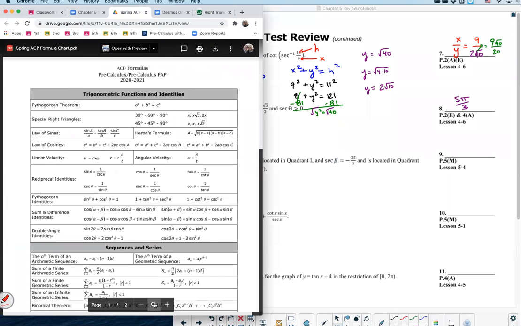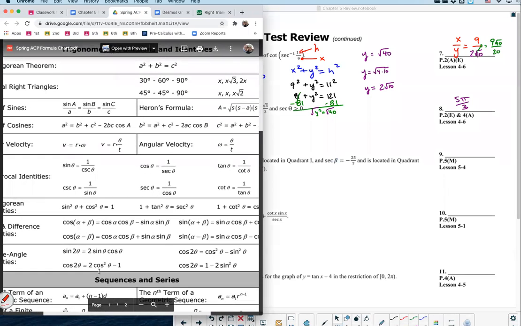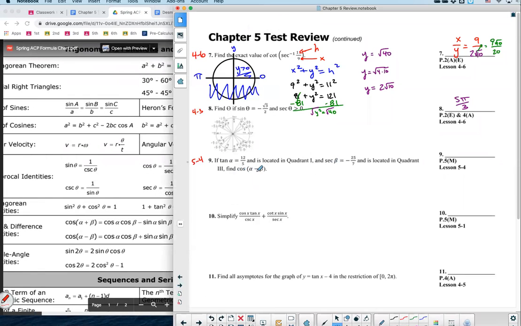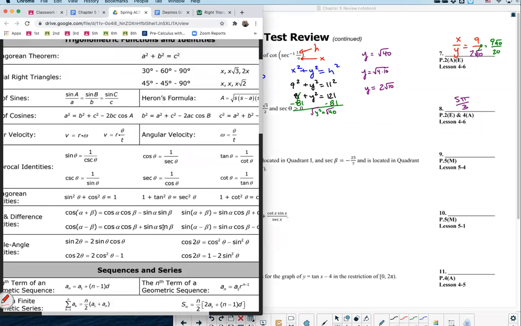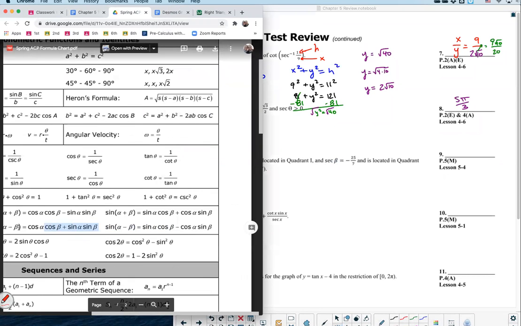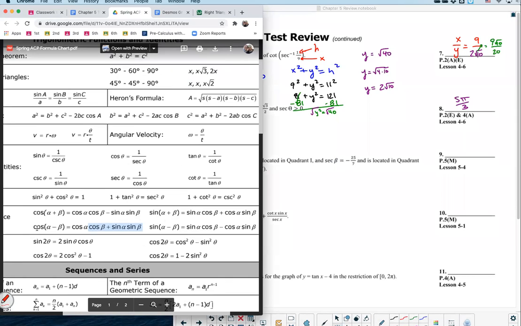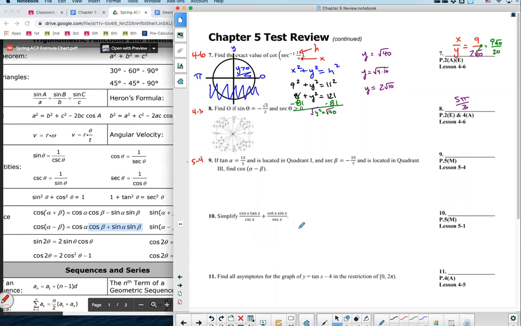And remember what that formula even means. If it says find cosine alpha minus beta, that means I need to use this formula right there. So what I'm going to do is copy it down. Cosine alpha minus beta will equal cosine alpha, I'm going to just do a normal A, English A here, times cosine beta plus sine alpha times sine beta.